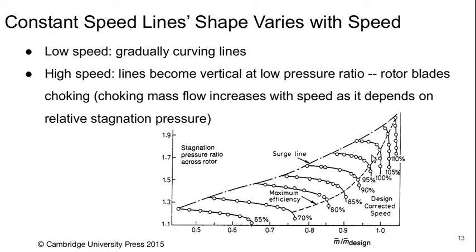And what's happening here is the rotor blades are choking. So we're basically hitting the point where we cannot push more mass flow. So you know, the pressure ratio sort of can vary, but the mass flow cannot change. Right, the choking mass flow, and the reason these aren't all on top of each other is that the choking mass flow increases with rotational speed because it depends on the relative stagnation pressures, which go up as the blades spin faster.